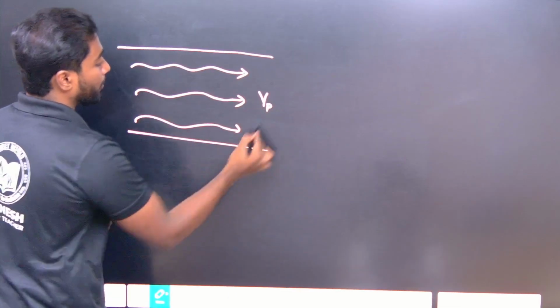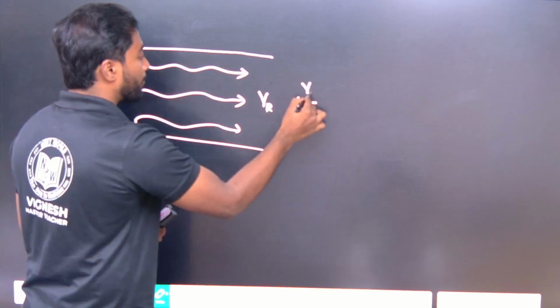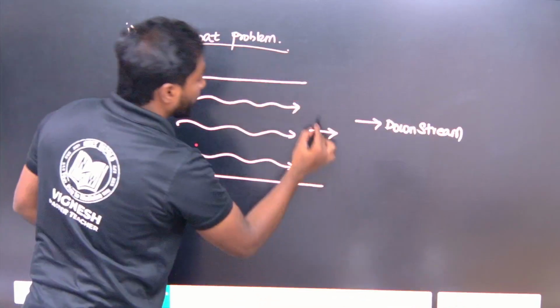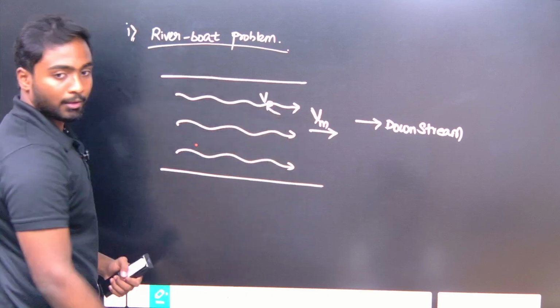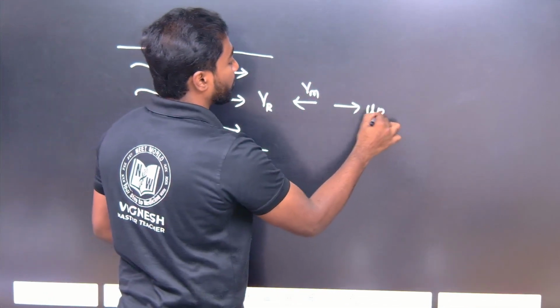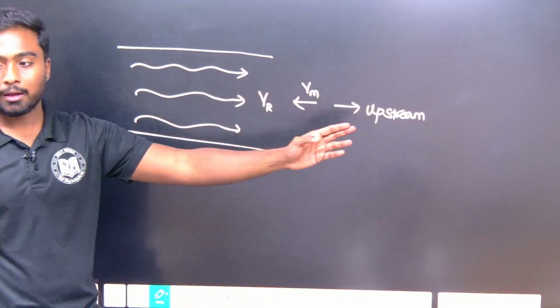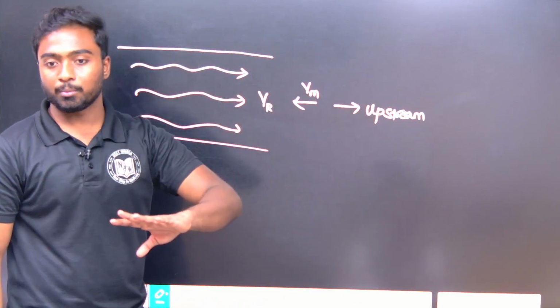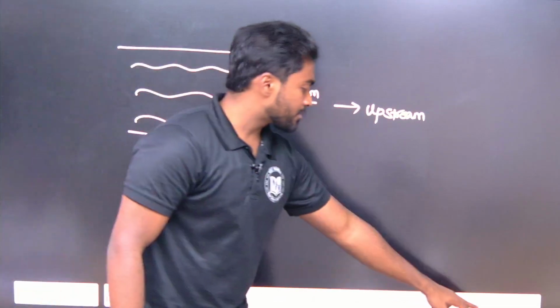Next, the same river is there, with a velocity Vr, but the person is going in the opposite direction of the river. This is the velocity of the man, and this is the velocity of the river. Now what is this called? We'll say upstream. I am going against the direction of the river. Downstream, upstream. In both cases, same thing.